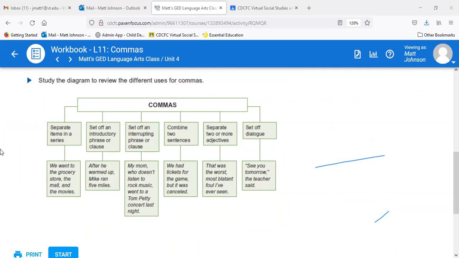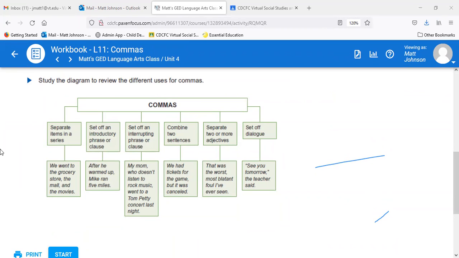After he warmed up, comma, Mike ran 5 miles, right? We do not have a complete sentence there in the beginning. We have an introductory clause. We're going to separate that with a comma. Mike ran 5 miles. Set off an interrupting phrase or clause, right?